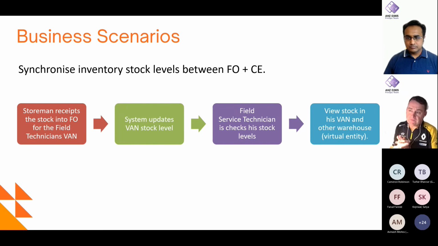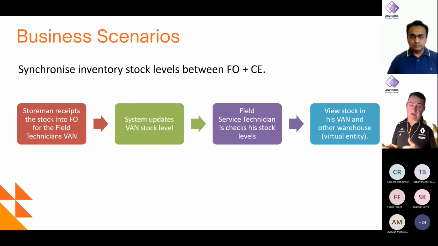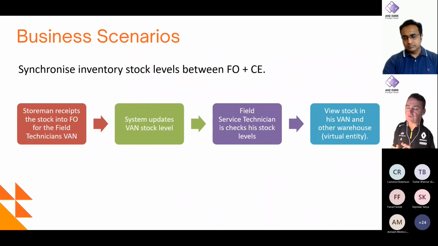Similar sort of story around inventory stock levels. This is a real challenge between finance and operations and field service or customer engagement, keeping the two systems in sync with their inventory. And so again, a scenario might be that the storeman receipts stock against an order in finance and operations, but he's receiving it into the field technician's van. And so in doing so, we need to make sure that the system updates the van's stock level within field service.